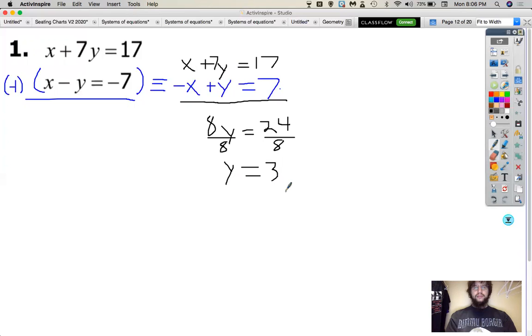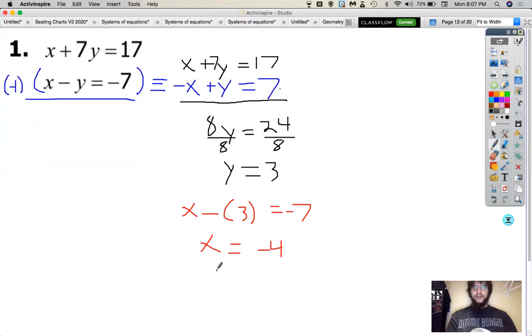Okay. Well, I'm half done. I got my y. What about my x? Now I have to go back and plug it in. It doesn't matter which one, eeny, meeny, miny, mo, but plug it back into one of the originals. This one's got smaller coefficients, so I'm going to do that one. x minus 3 equals negative 7. I'm going to add 3 to both sides. x equals negative 4. Oh, that's it.